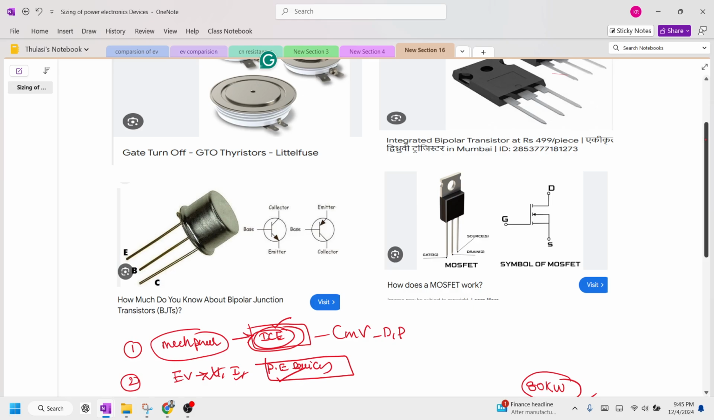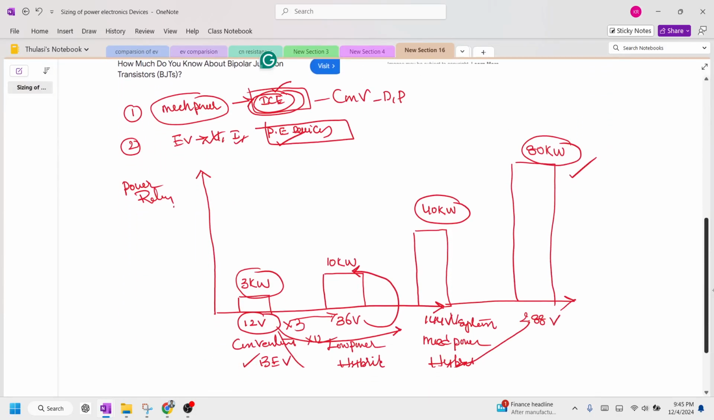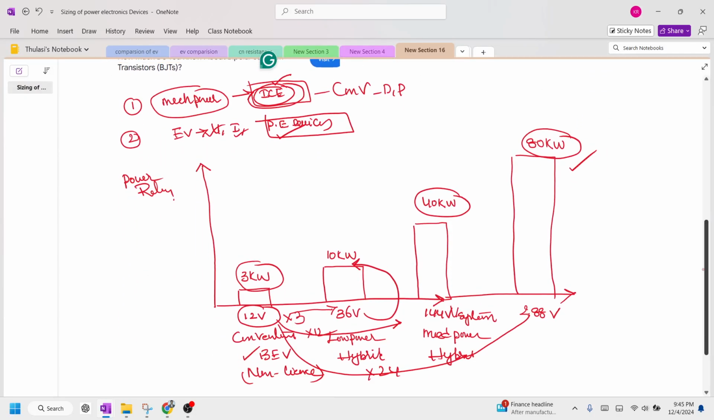Based upon this rating, which device to select is the confusion. Based upon the device selection, the size of the power electronic component is automatically going to develop. So this is the graph. Here you are going to have 1 kilowatt, 2 kilowatts, as well as 10 kilowatts, 20 kilowatts, and further 40 kilowatts, 50 kilowatts. On the x-axis you have the power rating, and on the y-axis you have the system voltage.